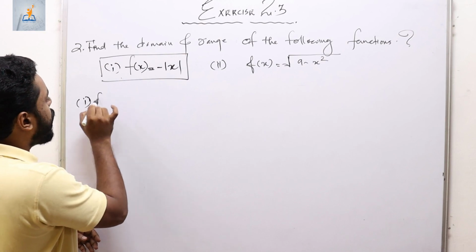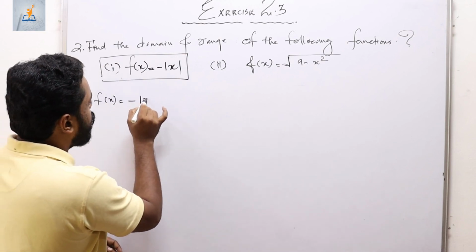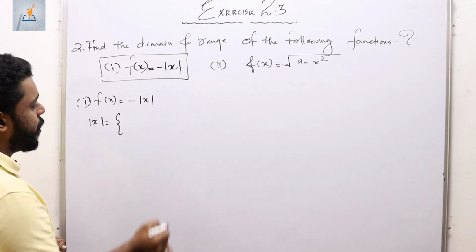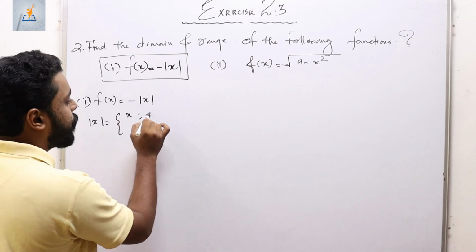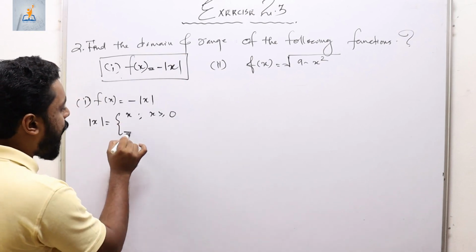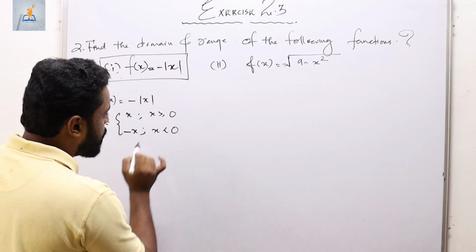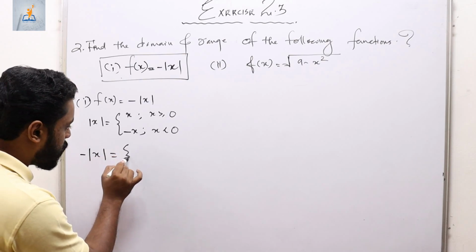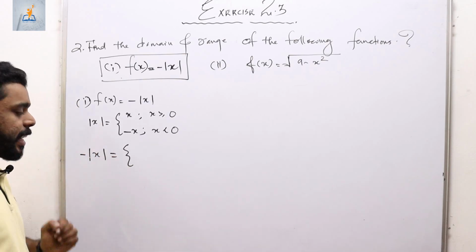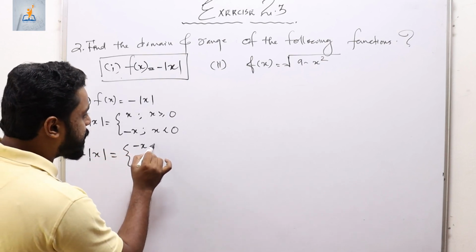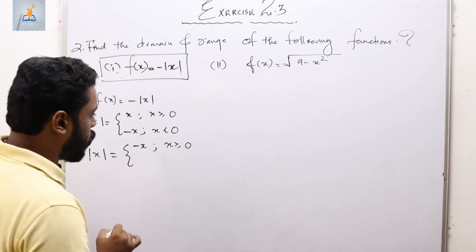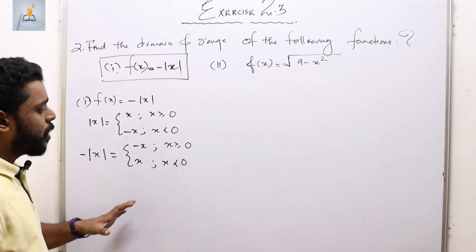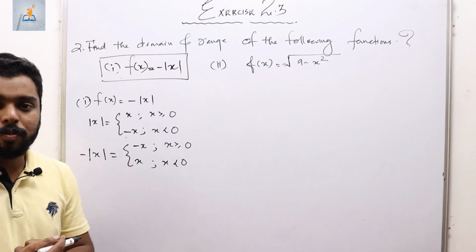Let f of x be equal to minus of mod x. Now we know the function mod x is given by, what is the definition of the function mod x? It is x when x is greater than or equal to 0 and minus x when x is less than 0, isn't it? So minus of mod x becomes, see, we have to multiply mod x with the negative sign. So it will become minus x if x is greater than or equal to 0. Now minus into minus, plus x when x is less than 0. So this is the functional value of minus of mod x.